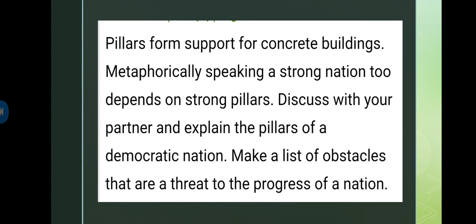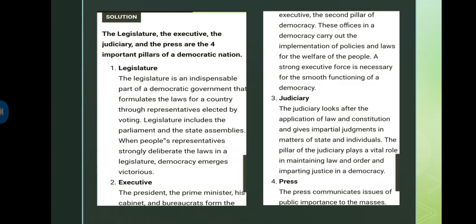So in that sense only, what it is talking about, if you talk about a democratic nation, what should be the pillars for the democratic nation? And apart from that, we also have to talk about the obstacles, the threats to the progress of a nation. So we have to talk about what the pillars are, and at the same time what the threats are to the progress of a nation. And then here is the answer.